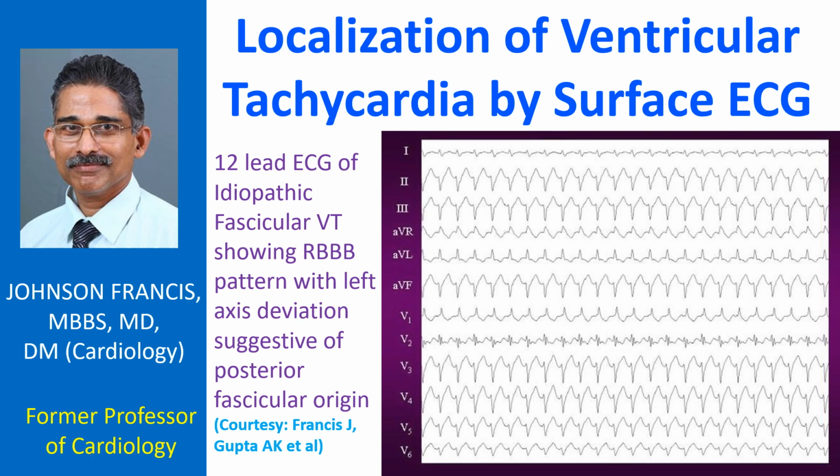Identification of the site of origin of VT is useful while planning catheter ablation. It is also useful in correlating with the clinical situation, as in post-myocardial infarction scar-related VT. Another instance is for correlation with findings on imaging modalities like echocardiography and cardiac magnetic resonance imaging.